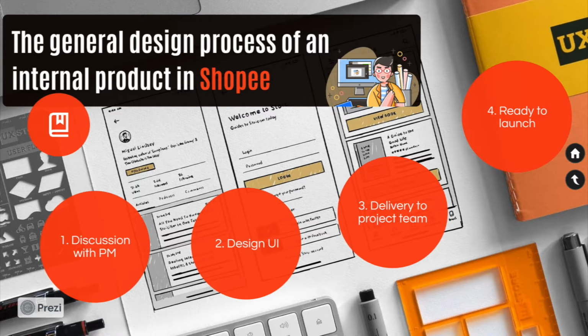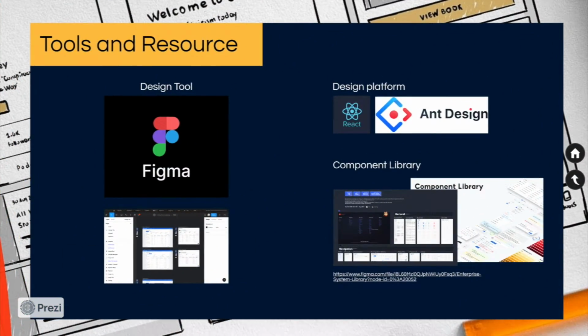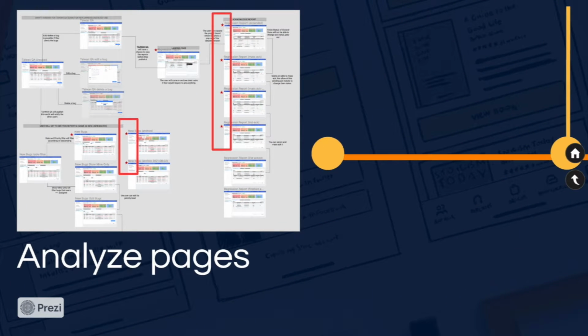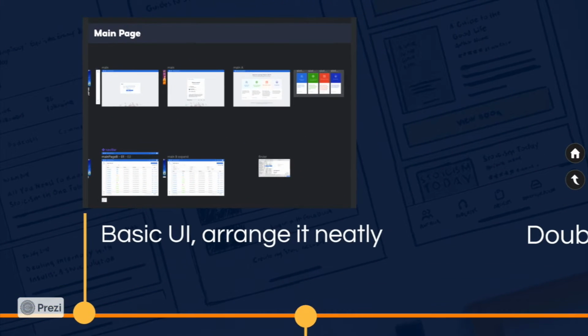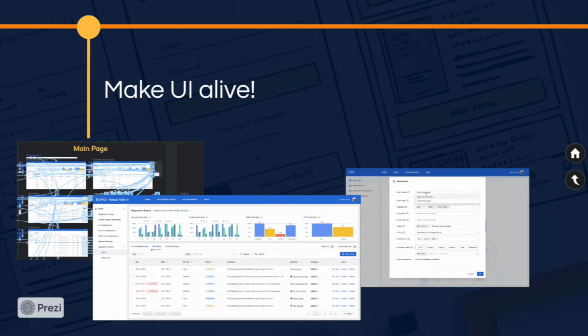Designers will try their best, and when we start, we will work in Figma. It is a brand new, amazing tool. And for the component library, we will base it on Ant Design and the React platform. When we start designing, we will analyze the most important, highest priority pages. We will design those pages as the basis and arrange them neatly. Then we connect them and build a very beautiful prototype that can simulate the application's operation. It makes the design look alive.